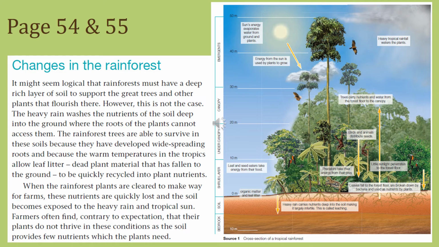the warm temperatures in the tropics allow leaf litter, dead plant material that has fallen to the ground, to be quickly recycled into plant nutrients. When the rainforest plants are cleared to make way for farms, these nutrients are quickly lost and the soil becomes exposed to the heavy rain and tropical sun. Farmers often find, contrary to expectation, that their plants do not thrive in these conditions as the soil provides few nutrients which the plants need.